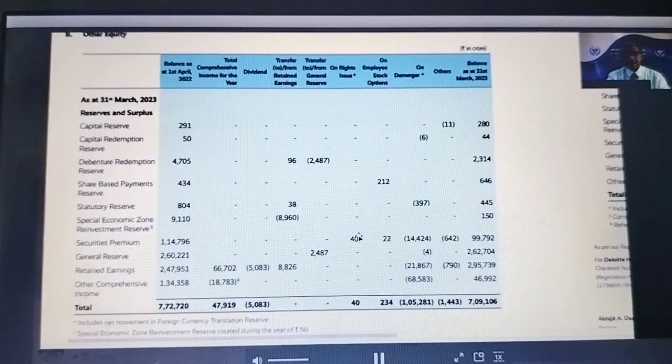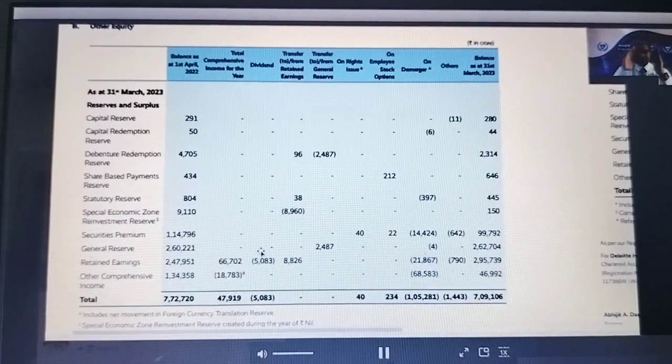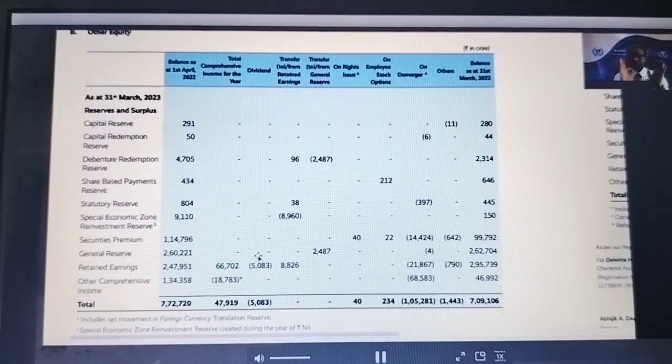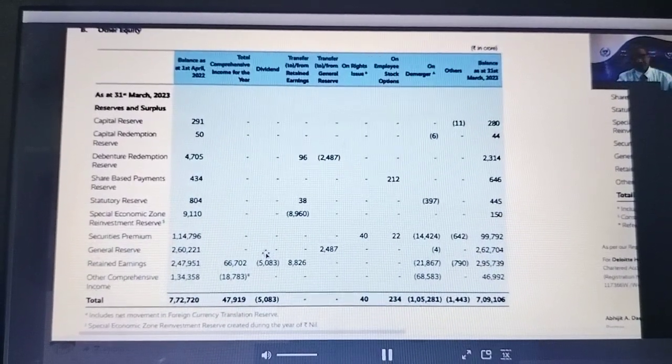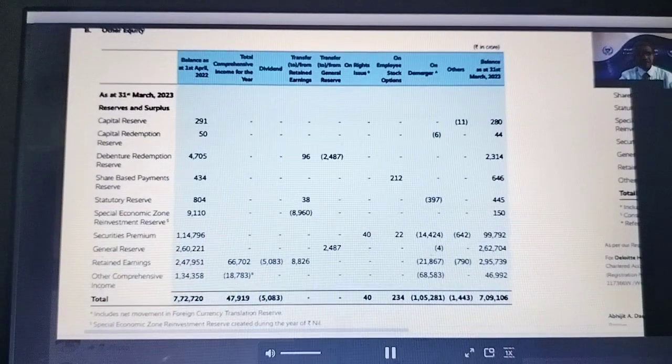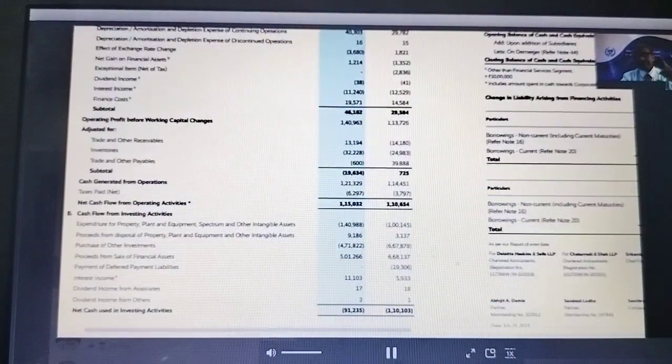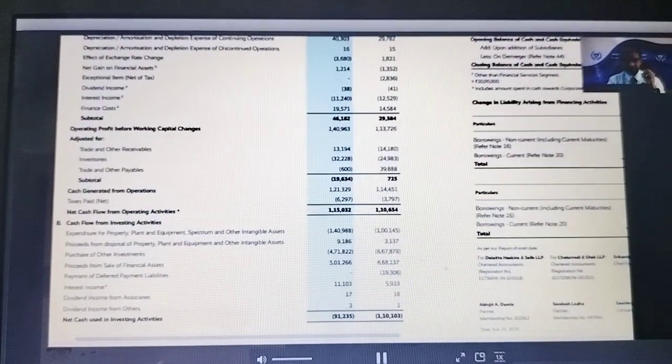Now one question is, why are numbers in brackets? Always remember, if there is a bracket, money is going out; if there is no bracket, money is coming in. If there is a minus sign, money is going out. If no sign, money is coming in. So this is related to the change in equity.